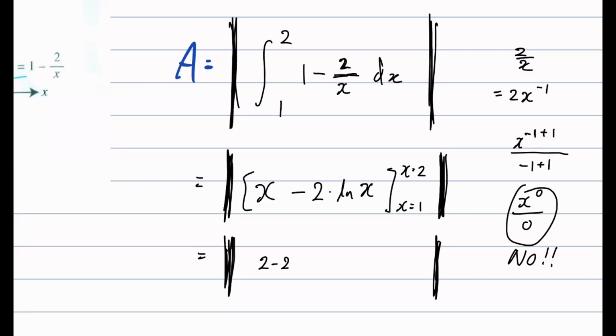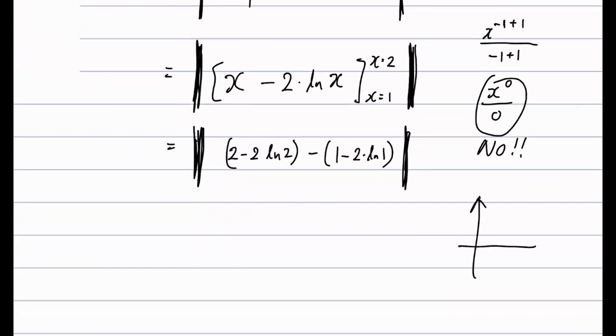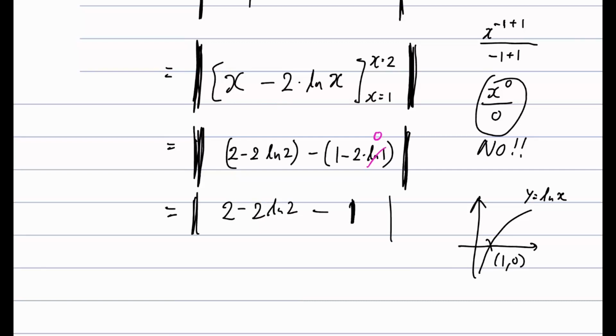2 minus 2 times ln of 2, bracket, minus away, 1 minus 2 times ln of 1. The 2 is still there. Can you tell me what's the ln of 1? Here's the graph of logarithm x, whatever base it is. This is 1, 0. This is y equals ln x. It's 0. Okay, very good. So in that case, you get 2 times 0, which is 0. 1 minus 0 is just a 1. So minus 1, you don't need to put a bracket. So the modulus of 2 minus 1 becomes 1 minus 2 ln 2.